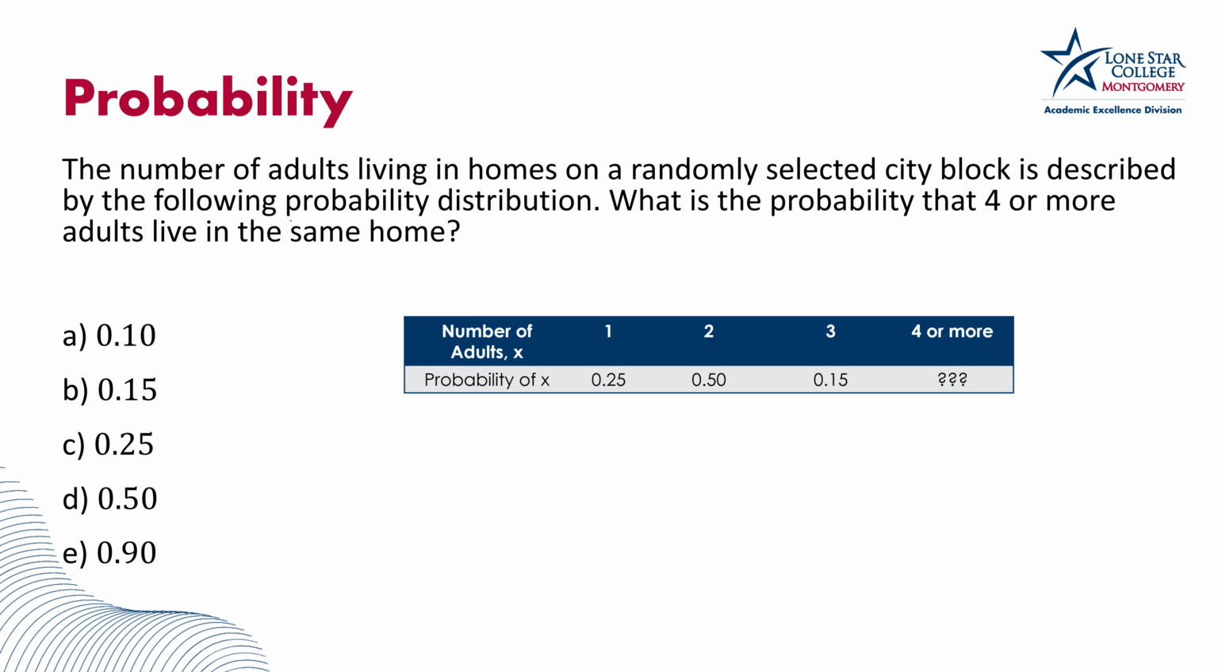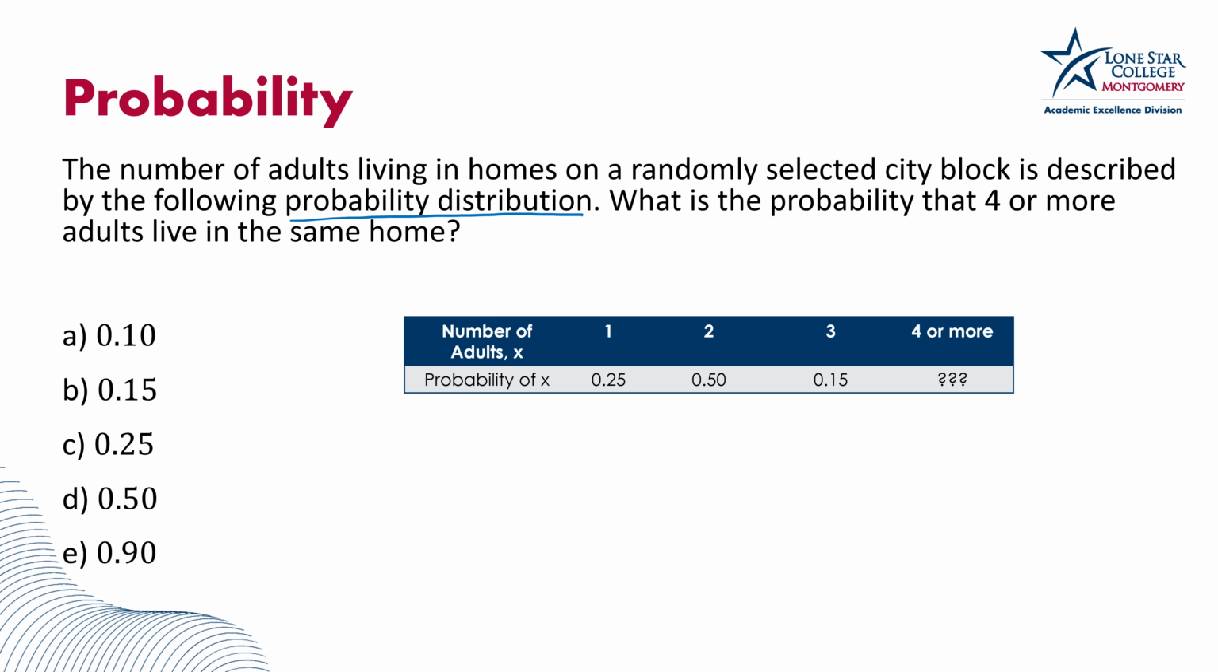So in statistics, there are times where you have a set of different probabilities. That's called a probability distribution. But that probability distribution should always add up to equal 1. So when we look at our probabilities right here, we have our table, we have number of adults, and the probabilities of 1 adult, 2 adults, and 3 adults are given, which is 0.25, 0.50, and 0.15 respectively.